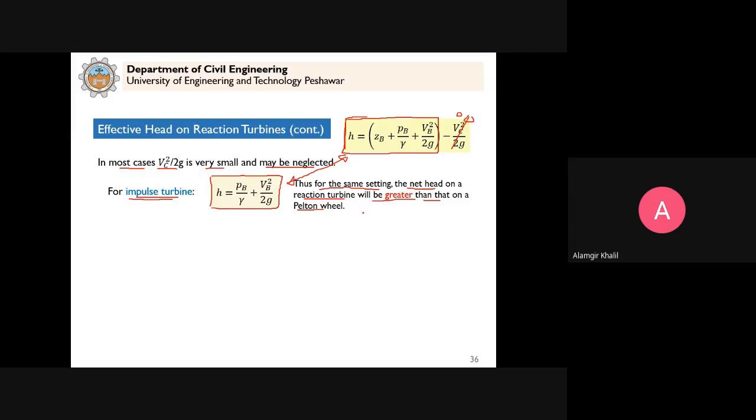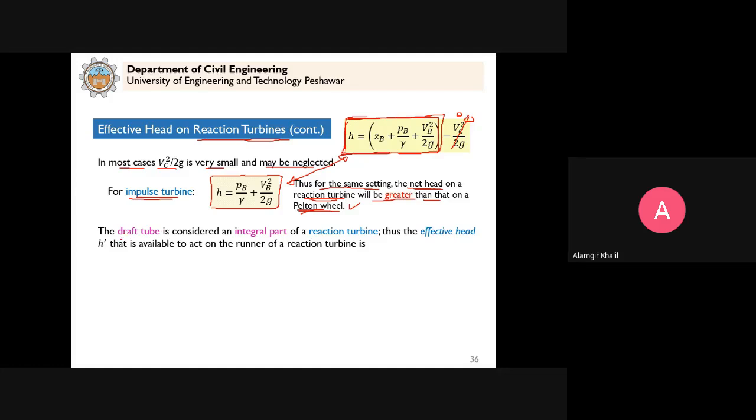That's why nowadays we prefer the reaction turbines. You go to Tarbela Dam, you go to Warsak Dam, you go to Ghazi Barotha hydropower project. In most cases we are utilizing reaction turbines. Clear? Because these impulse turbines are suitable for high heads. When very high heads are available, then we can use the Pelton wheel. So you can see that for the same setting, the net head on the reaction turbine will be greater than that on the Pelton wheel.